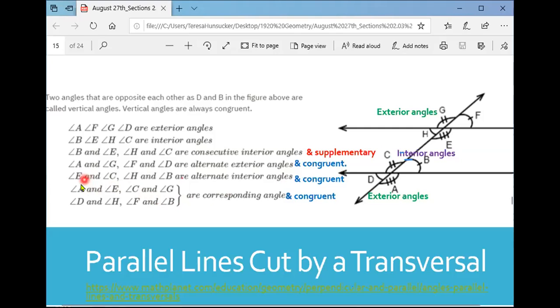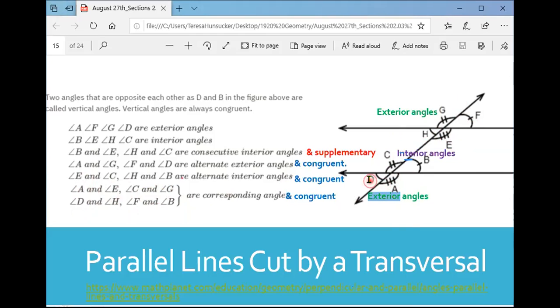All right. Alternate exterior angles we talked about: A and E, C and G. A and E. If I slide the bottom 4 angles, A, B, C, and D, onto the top 4 angles, they would match up. A would coincide with E if I slide these bottom 4.